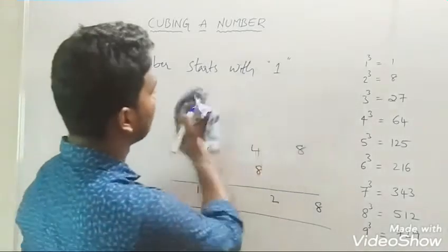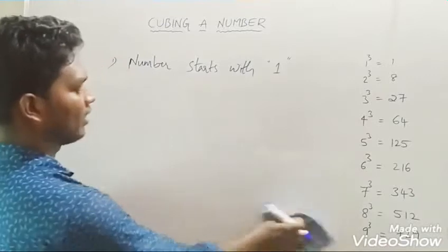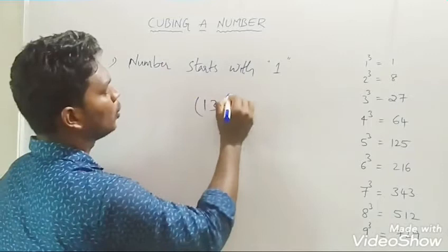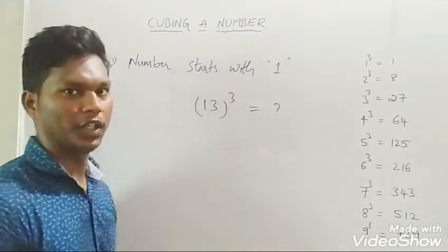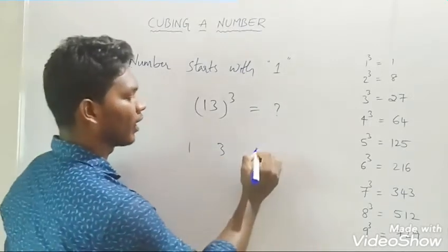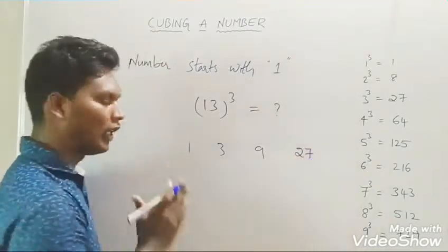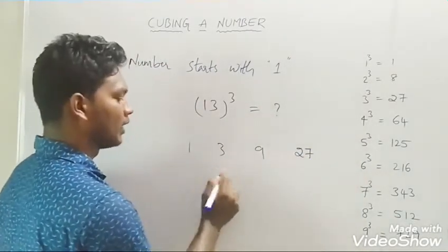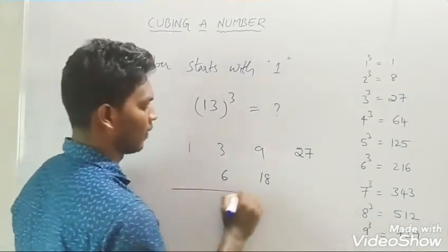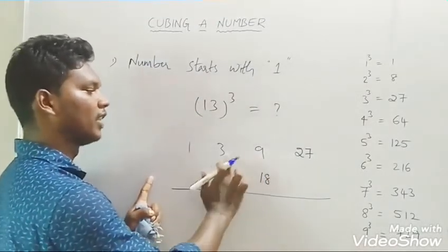So let us take one more example. Suppose you want to cube 13, so you want to find the value of 13 cube. See friends, write 13 as it is. 3 square will be 9. 3 cube will be 27. So leave the first one and the last one. Double this 3 will be 6. Double the 9 will be 18. Okay friends, understood? So 13 I am writing as it is, 3 square 9, 3 cube 27.